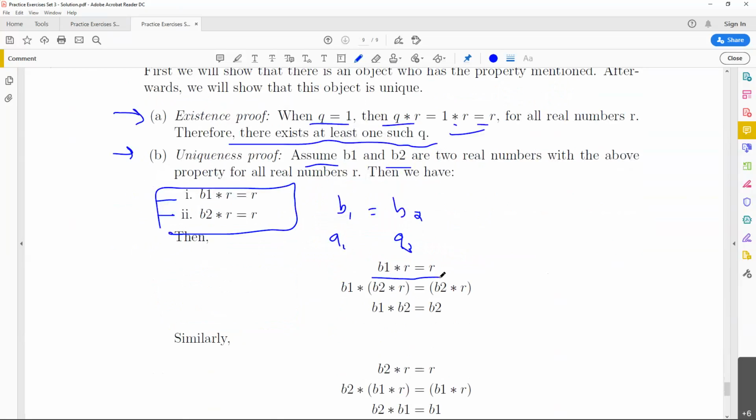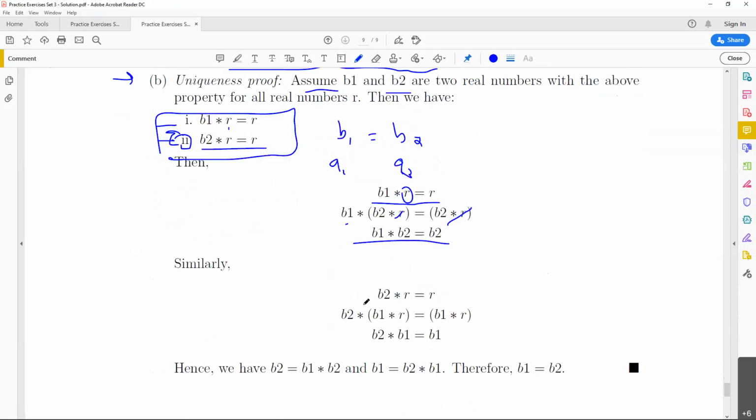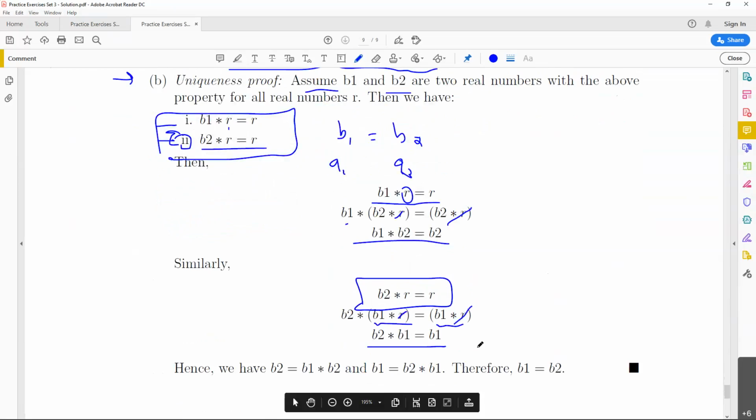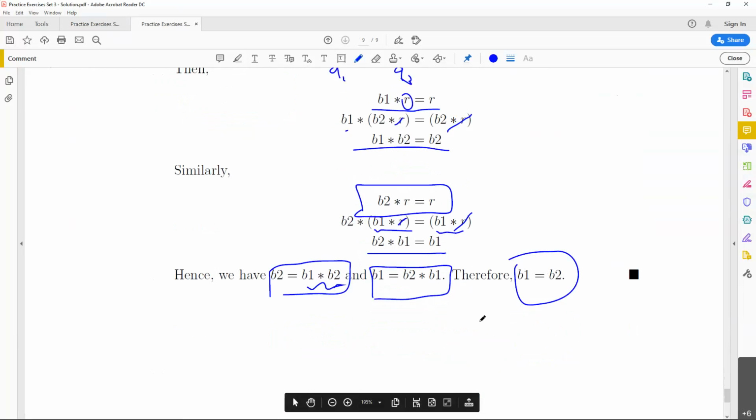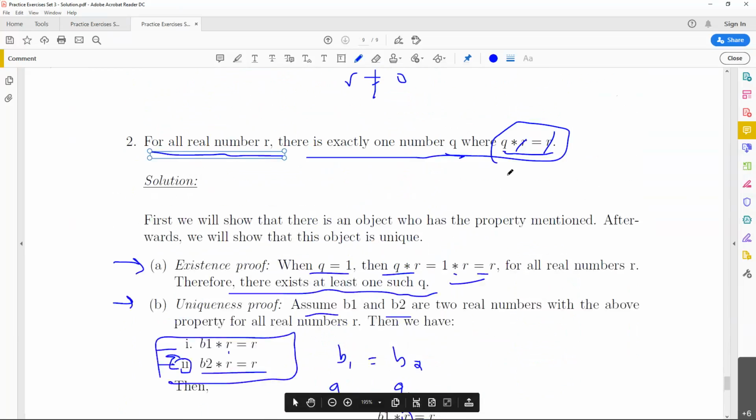So b1 times r is r. Well, substitute in r the other formula. So b1 equals b2 times r equals b2 times r. r goes with r, you're left with this. So we wrote the first formula and we substituted the second into the first. Similarly, we'll do the same below. Write the second formula, substitute the first in it. r goes with r. b2 times b1 is b1. So this and this, obviously, we're going to get b1 is b2, because multiplication is commutative, so you can flip b1 and b2. So it is unique. You can only find one q, which is one, that makes this formula true.